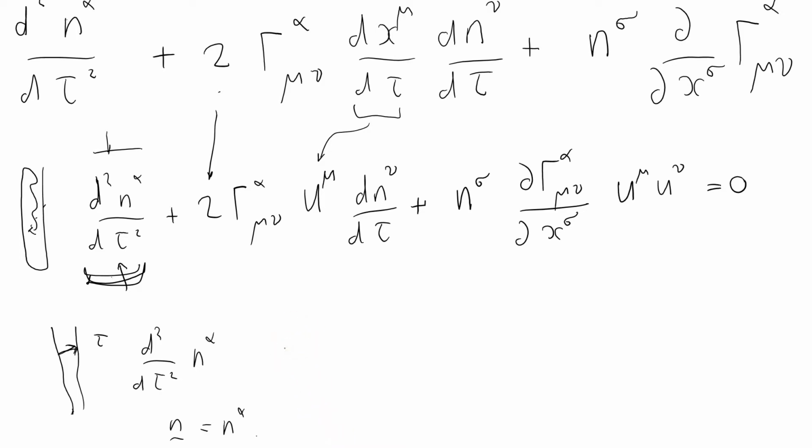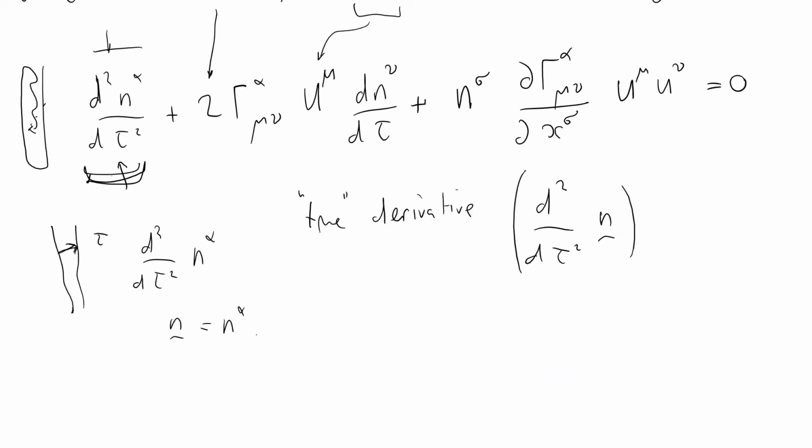What we need to do here is to work out the true derivative. And we need dn as a vector by d tau. Actually, we need the second derivative, don't we? But I'll have to work out the first derivative first. We need d2 by d tau squared of n, and that's the true derivative. But to do that, I need to work out first the first derivative, d by d tau, and I'll work out the components alpha of that. So how do I do that?